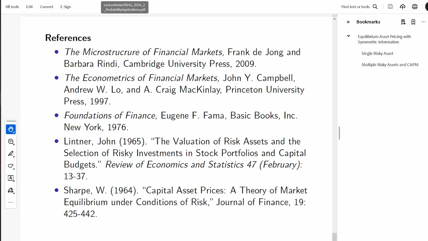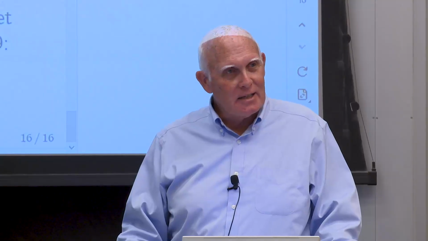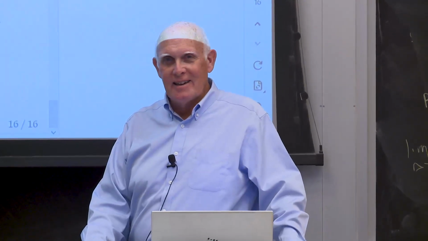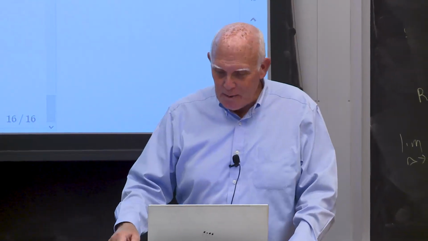And here are just some references on this topic that you may want to check out. The development here was actually taken from the first reference by Frank de Jong and Barbara Rindy. There are other important citations. One of them that's of interest is John Lintner, The Valuation of Risky Assets. The capital asset pricing model was actually formulated by John Lintner and William Sharpe back in the early 60s. And I distributed one of the articles of Lintner in the Canvas site. And it's actually nice to be able to read a very technical paper in an accessible way. And so I think that you'll enjoy checking that paper out.